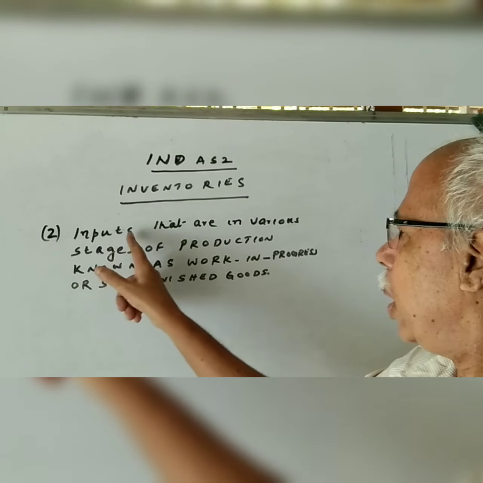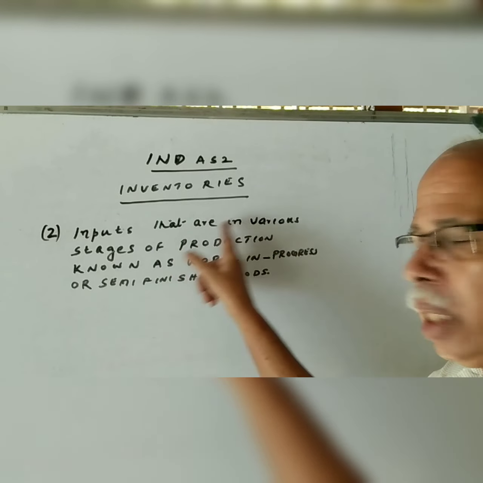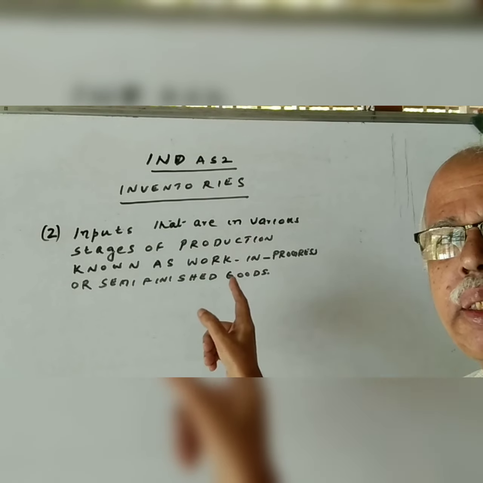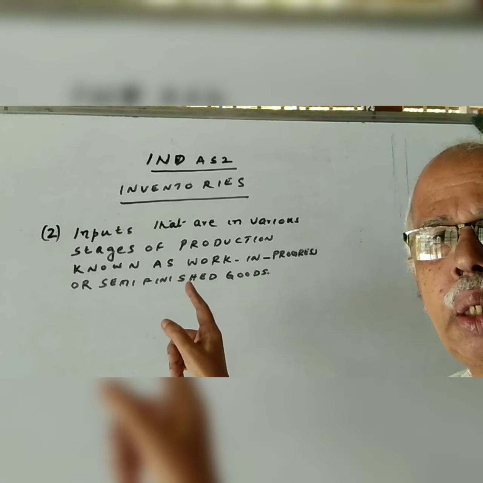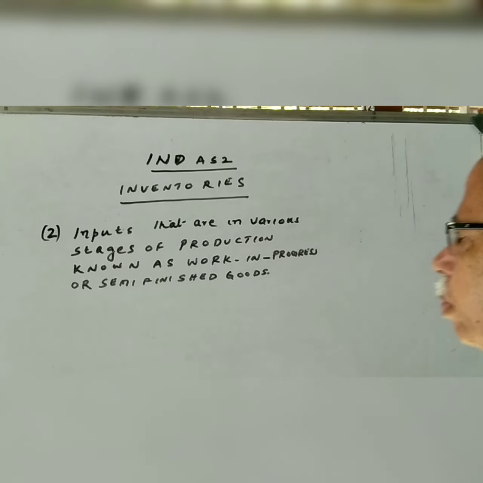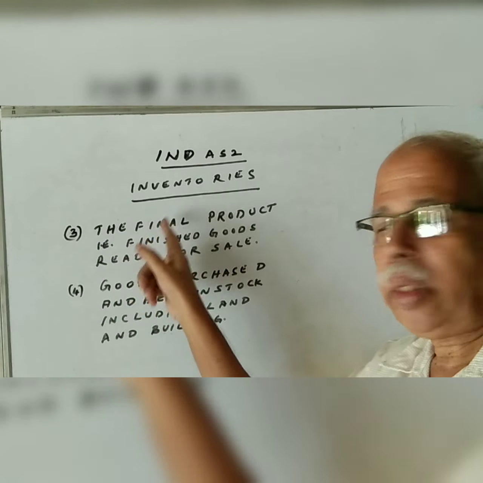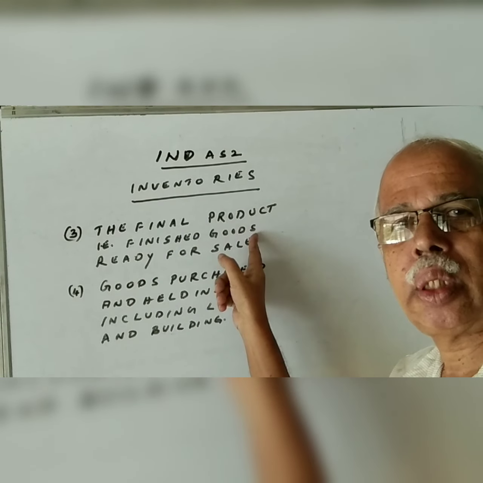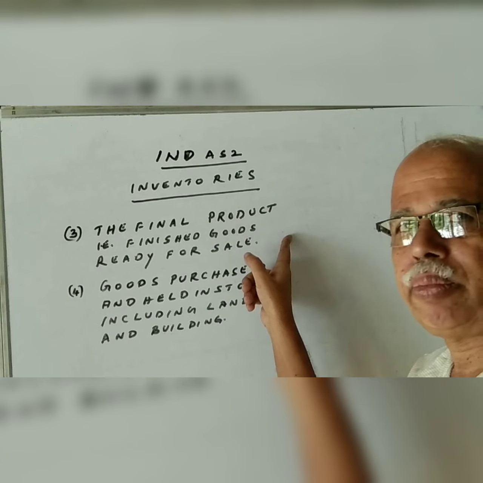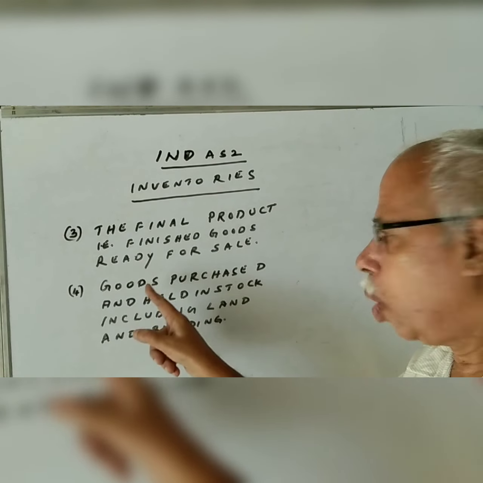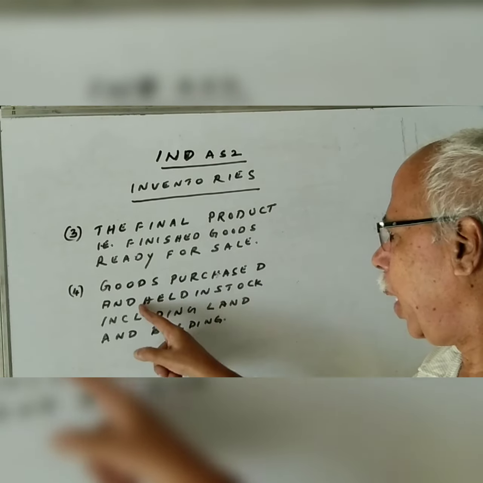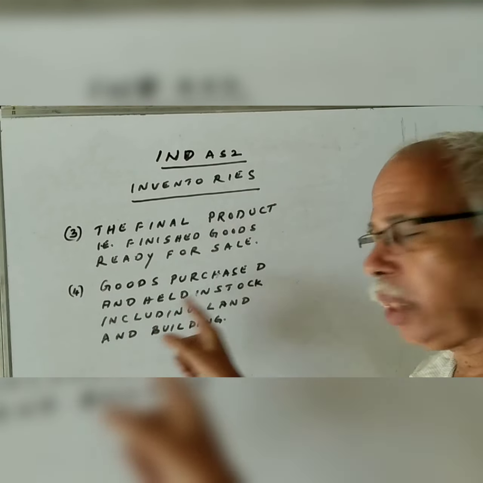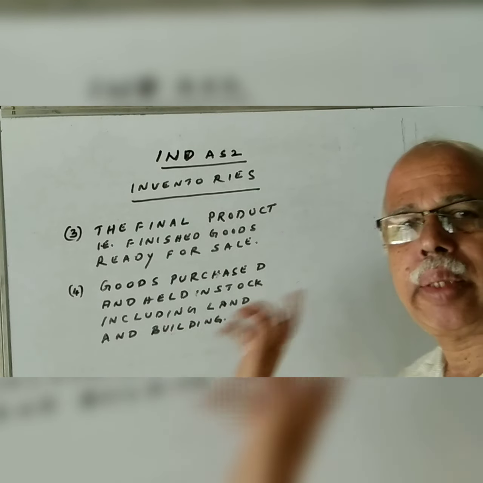2. Inputs that are in various stages of production known as work in progress or semi-finished goods. 3. The final product, that is finished goods ready for sale. 4. Goods purchased and held in stock for sale. These include land and building.